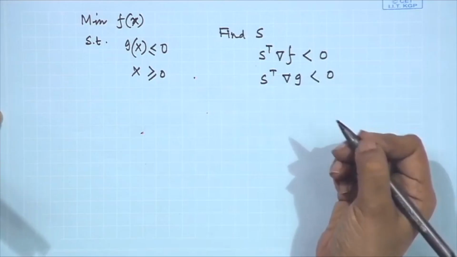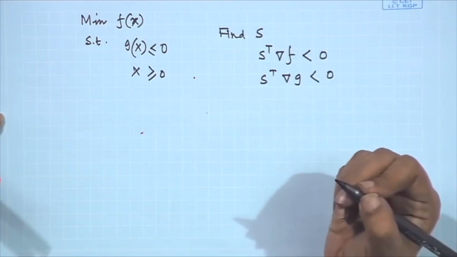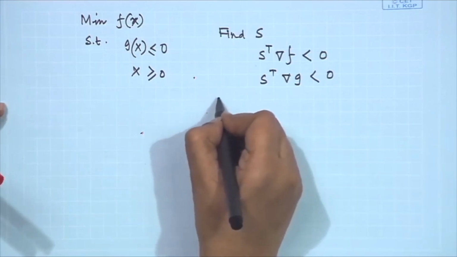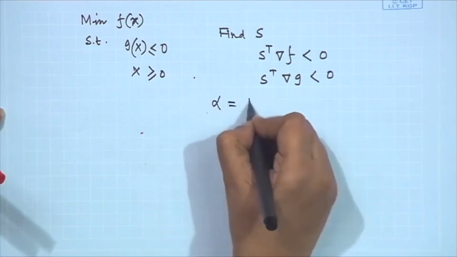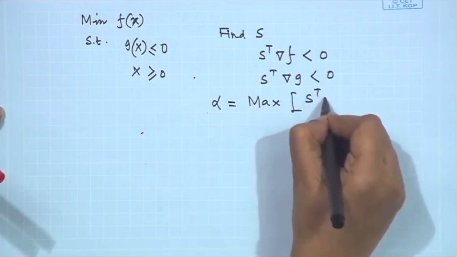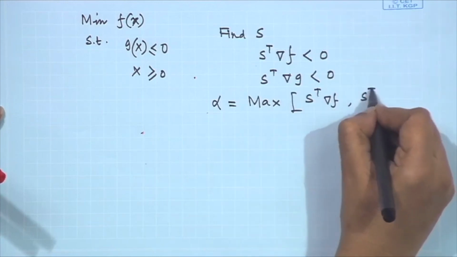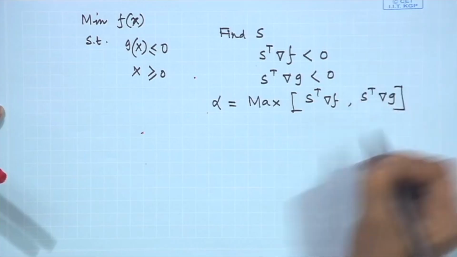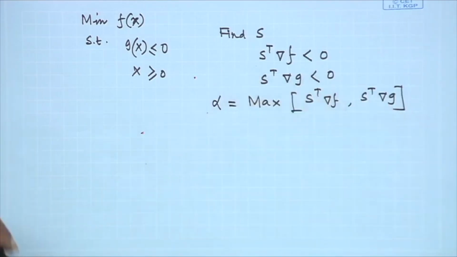All right. Let us introduce one artificial variable alpha such that alpha is equal to the maximum of S^T grad f and S^T grad g. Then this problem can be written this way. Find S, minimization of alpha, subject to S^T grad f less than or equal to alpha, S^T grad g less than or equal to alpha.